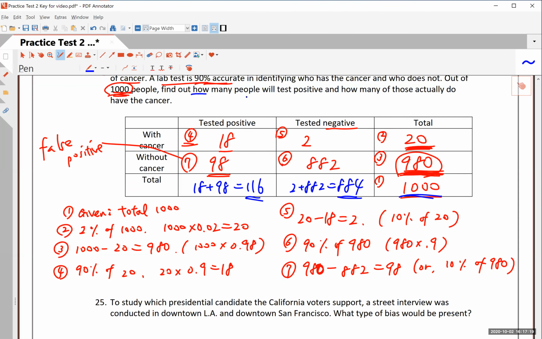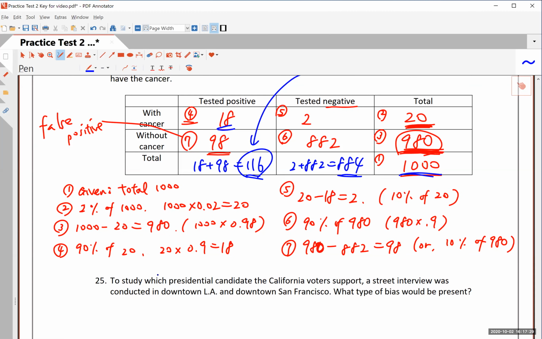Now, the question is find out how many people will test positive. That's the number of people who test positive. And how many of them will actually have cancer? 18. So only 18 of the 116 testing positive. In other words, 116 people will be shocked to find out, hey, I test positive for this rare type of disease or cancer. But out of 116 of them, only 18 will actually have cancer. Almost 100 people will be without cancer. That's 98 people with false positive.